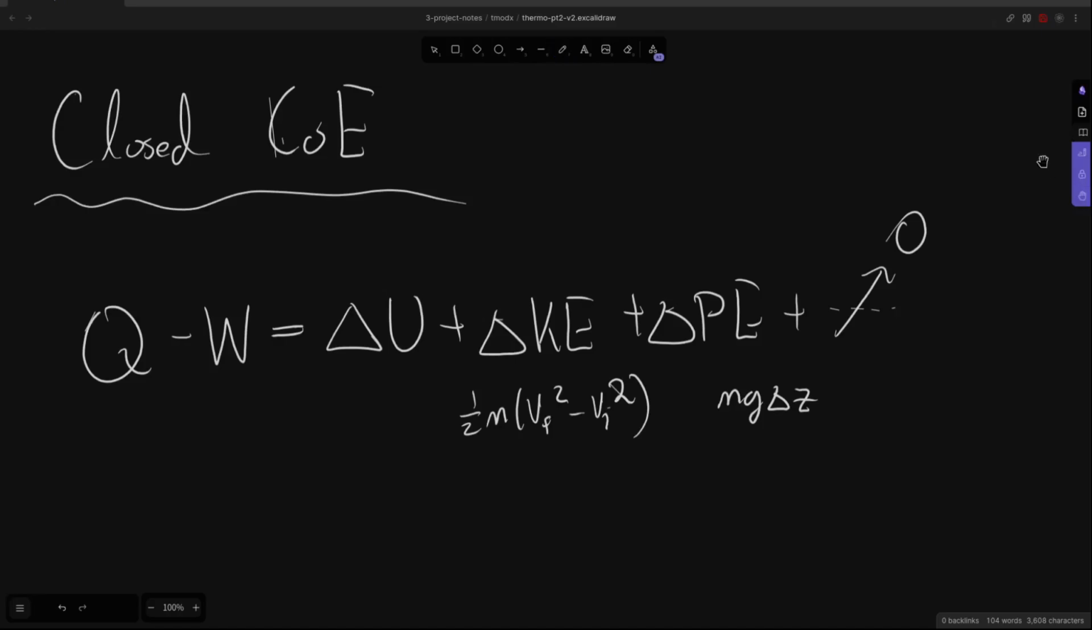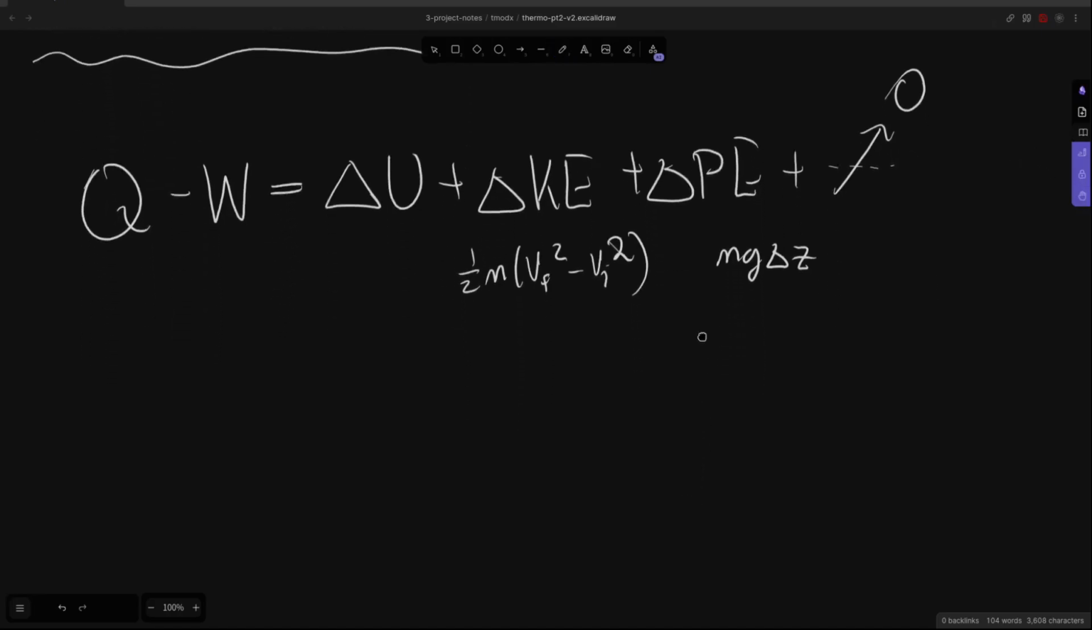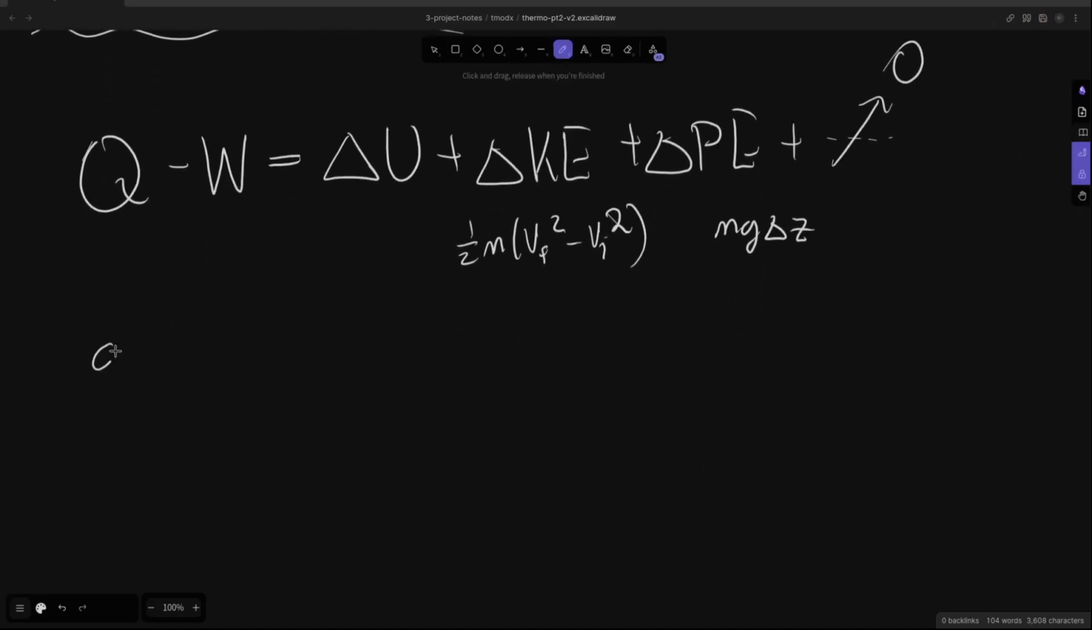Now, another way we can express this is if we divide everything through by mass. So basically, the heat added per unit mass minus the work added per unit mass is our delta U per unit mass, assuming basically that everything's homogeneous, everything is kind of well mixed. There's no properties that are different from one position on our closed system to another. So delta KE lowercase plus delta PE lowercase.